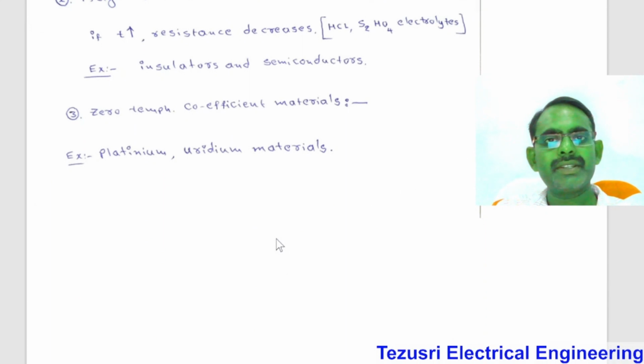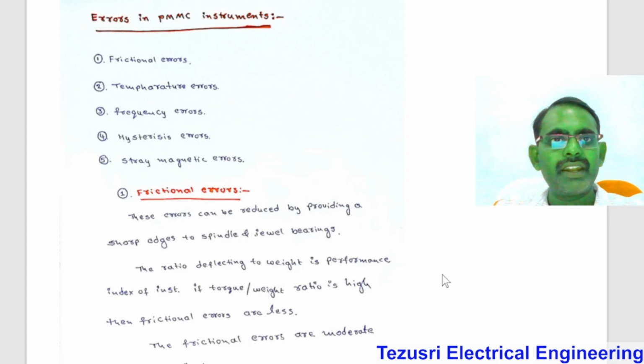And zero temperature coefficient materials: platinum and iridium are zero temperature coefficient materials. The errors existing in the PMMC instrument are frictional errors, temperature errors, frequency errors, hysteresis errors, and stray magnetic errors. We have to discuss them one by one here.